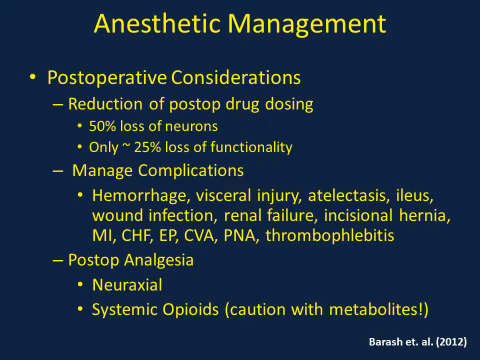And then post-operative analgesia, again, I think we already talked about this, but neuraxial, if you do decide to use systemic opioids, remember you're not only reducing doses of drugs, but you want to stay away from drugs that are specific to renal metabolism or renal excretion, and those include morphine and meperidine, which have active metabolites that are significantly accumulated with renal dysfunction.